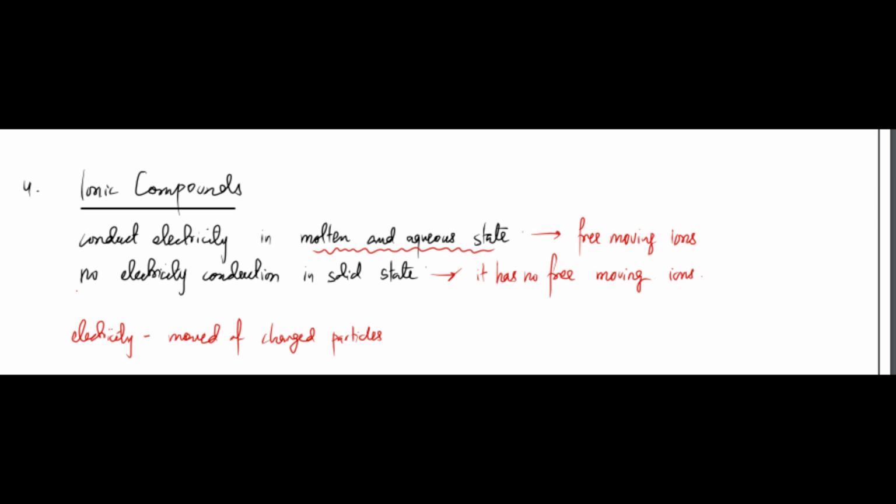As you see on the screen, ionic compounds conduct electricity in the molten and aqueous form because they have free moving ions, but there is no electricity conduction in the solid form because it has no free moving ions. These are the correct answers which you can use to answer the past paper questions.